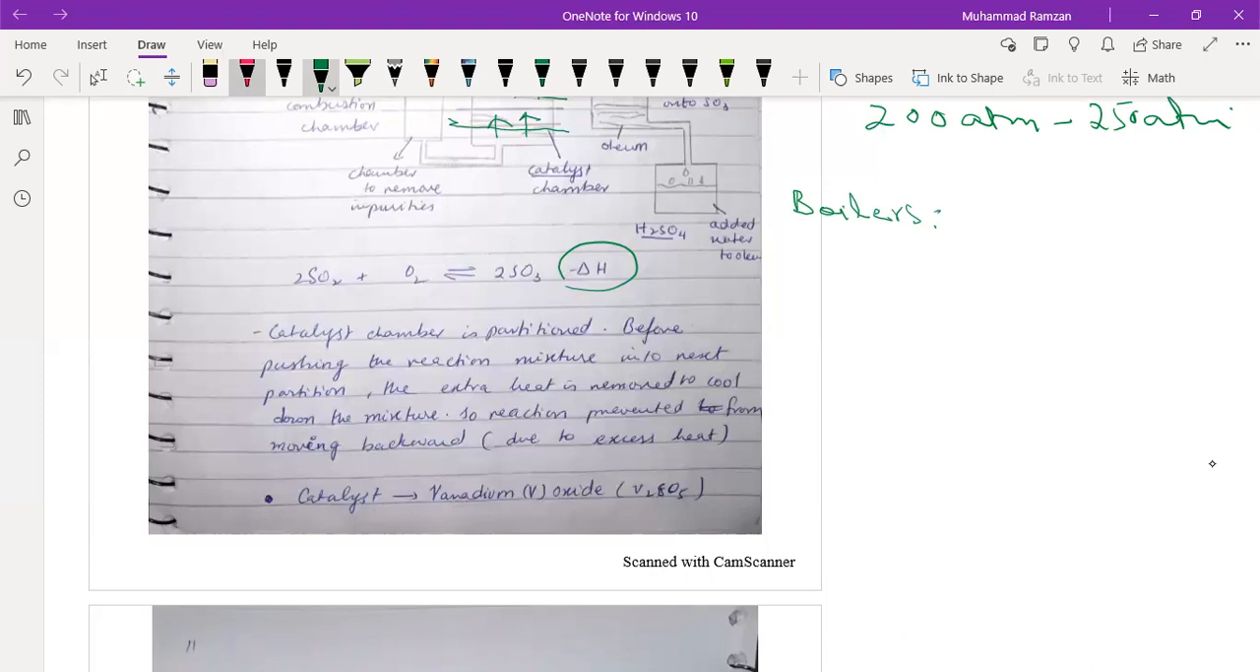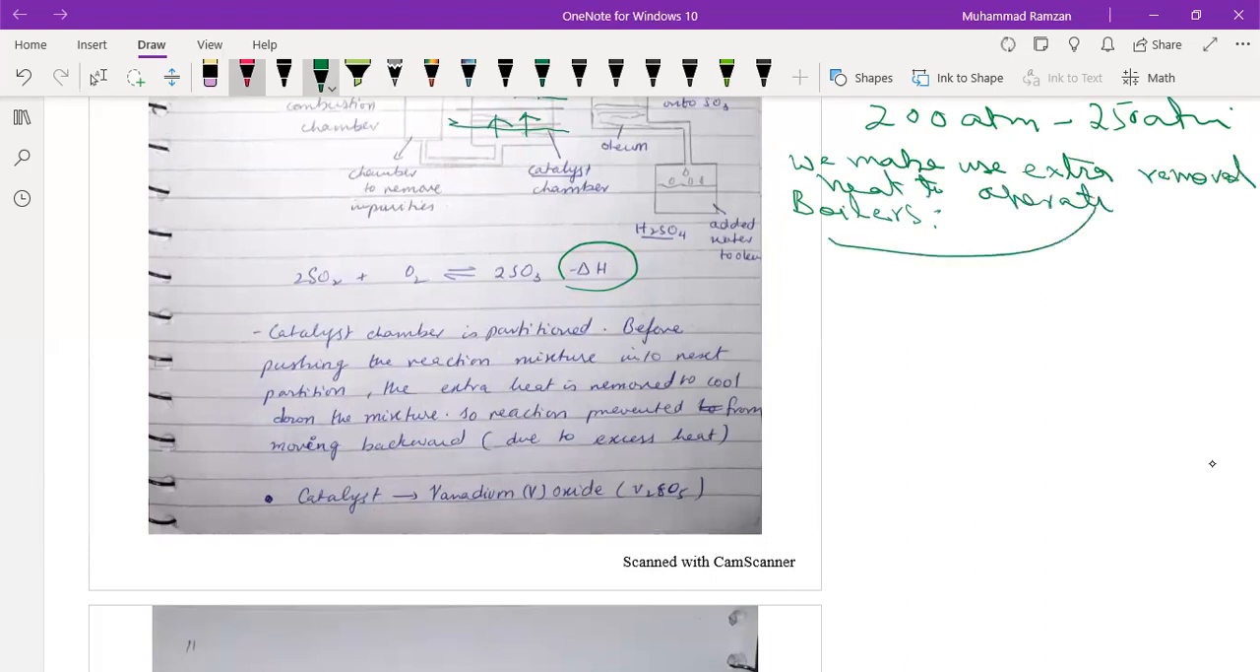Yeah. Now, we make use of the extra removed heat to operate boilers.